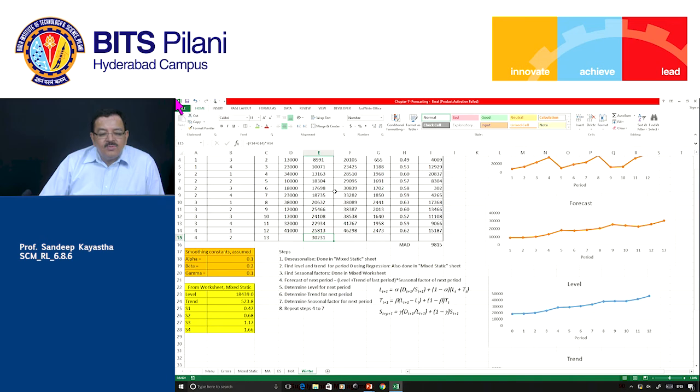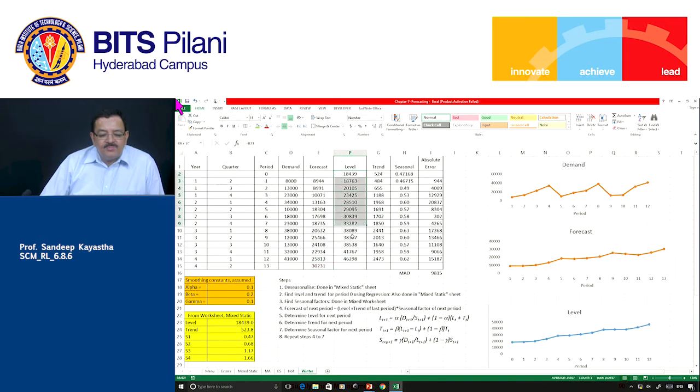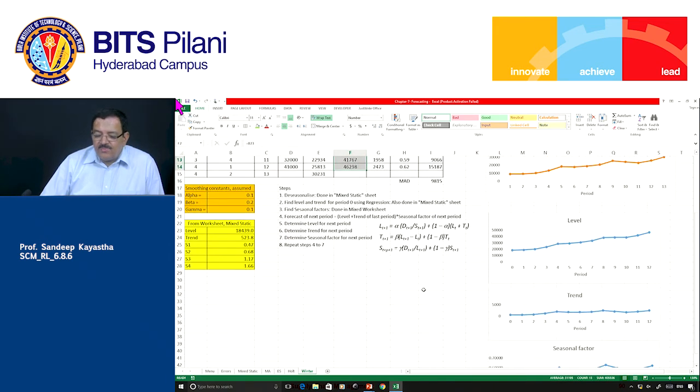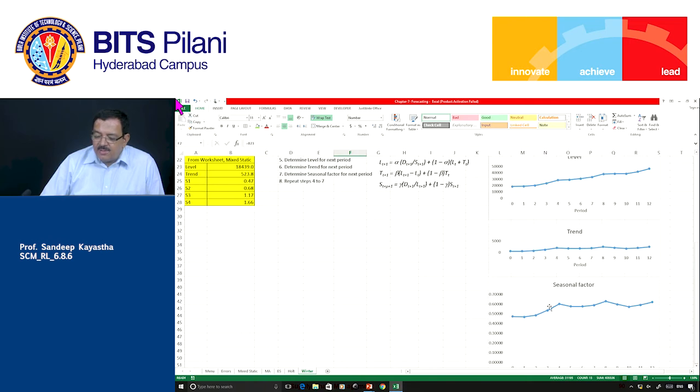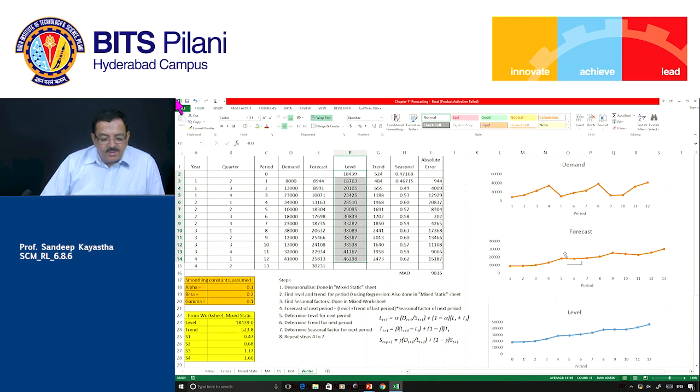What is happening to the level? If we plot this level here, we find that the level of our sales is increasing, and trend does not appear to be significantly different from 0. So it looks like our data has got level and it has got seasonal factor, because every 4 periods it repeats, but it does not seem to have a very strong trend. So this is the way we do it.